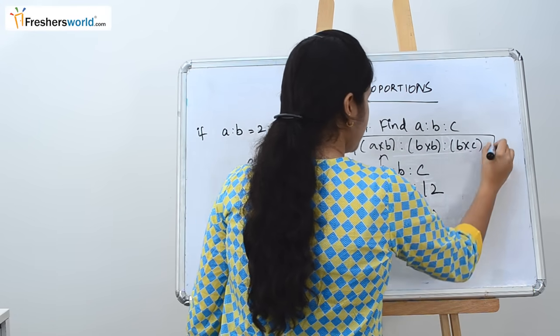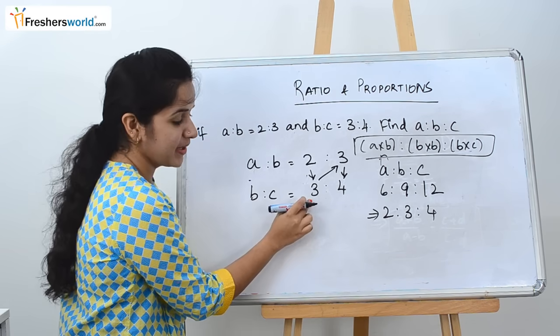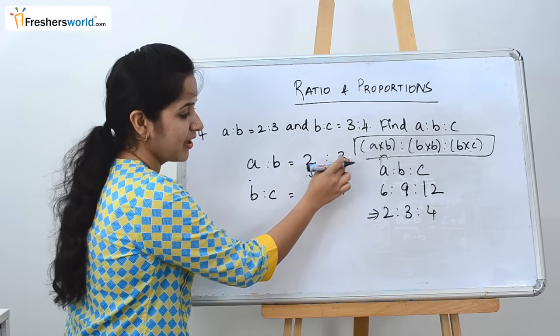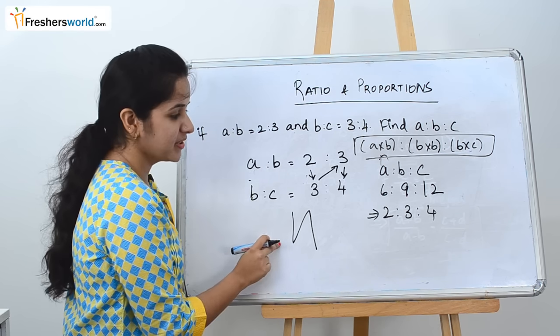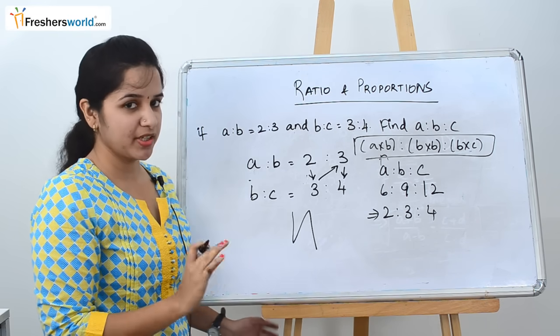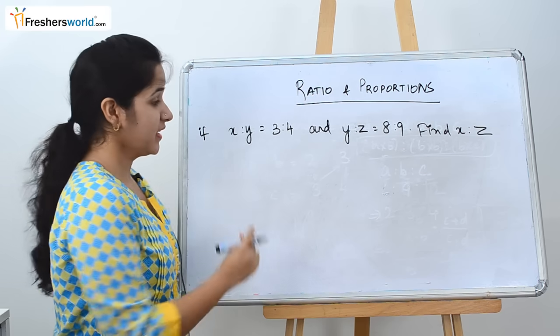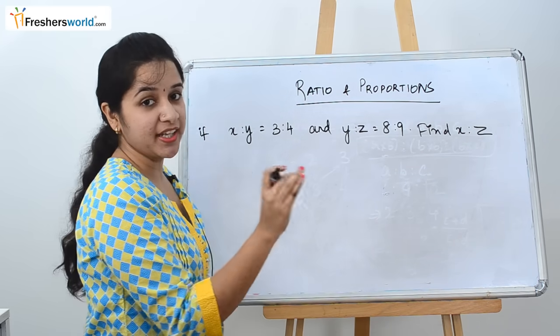So remember these arrows: you are multiplying the first number and the second one, multiplying across. Remember this inverted N. If you remember this, it's easy to find A is to B is to C. Let's solve another problem to understand this better. What they have given: x is to y is 3 is to 4, y is to z is 8 is to 9, find x is to z.